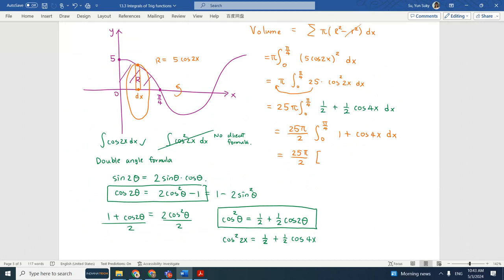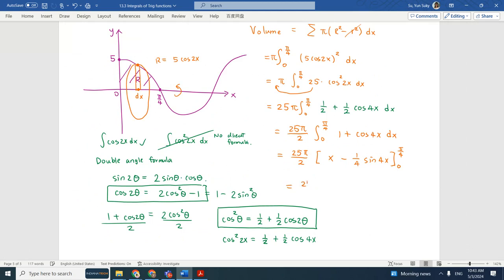Okay. What's the integral of 1? X. And what's the integral of cosine 4x? Minus 1 over 4 sine 4x. And we evaluate from 0 to pi over 4. Everybody?